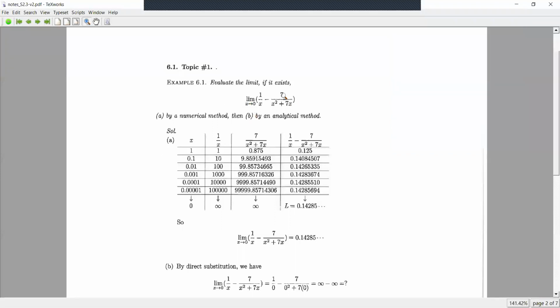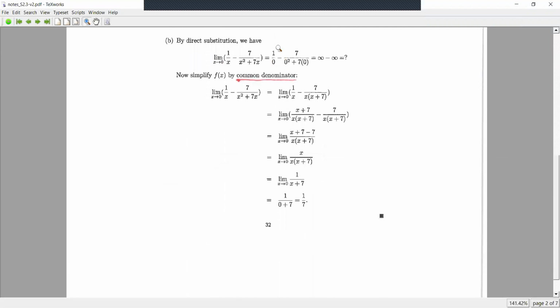Part B. Find the limit by limit laws. Here I only use direct substitution. To find this limit, I directly plug in 0 for x to get this equation. But 1 over 0 minus 7 over 0 is not computable. So direct substitution fails. To find the limit, we need to simplify the function f, this time by common denominator.